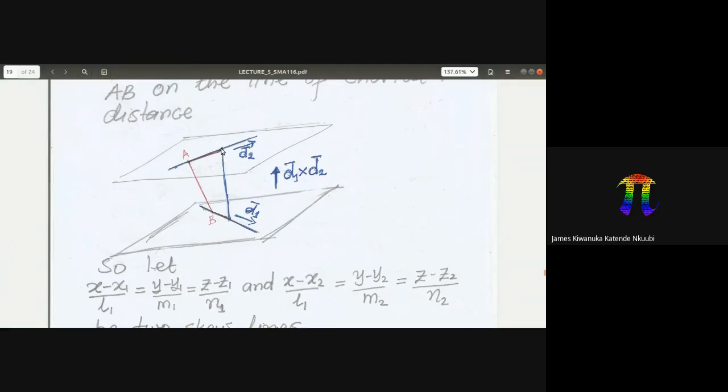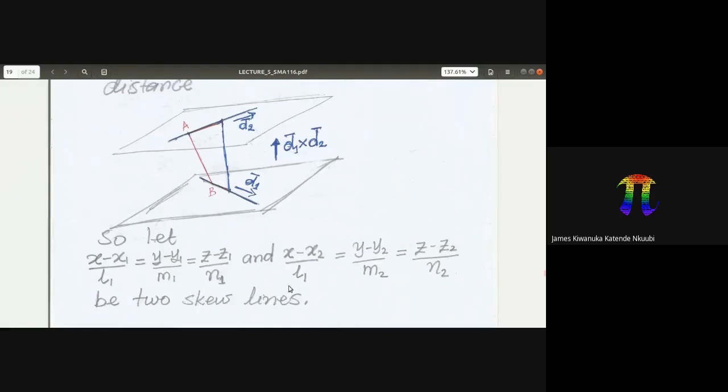Once you find this cross product of the vectors D1 and D2, then if you have any two points, one on the first line and the other on the second line, you can create a new vector AB and find the projection of that vector onto this cross product. And then you will have found the distance. That projection will be the distance.